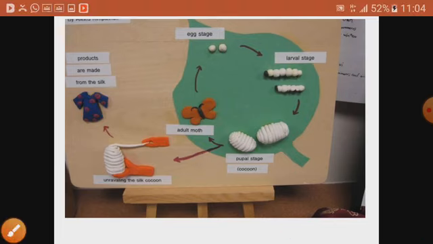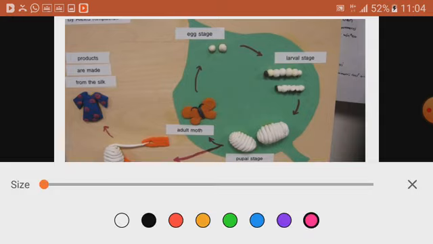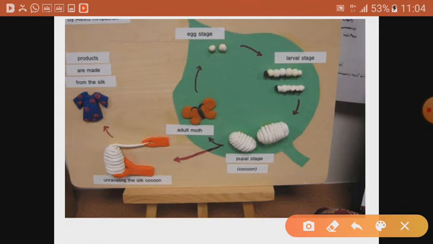You can see here. I will choose pink color. We will start from here, that female adult moth. This is the female which lays the egg on the mulberry leaves. Mulberry is said to be the favorite food of the silk moth. Okay, so these eggs, they develop into the larva.